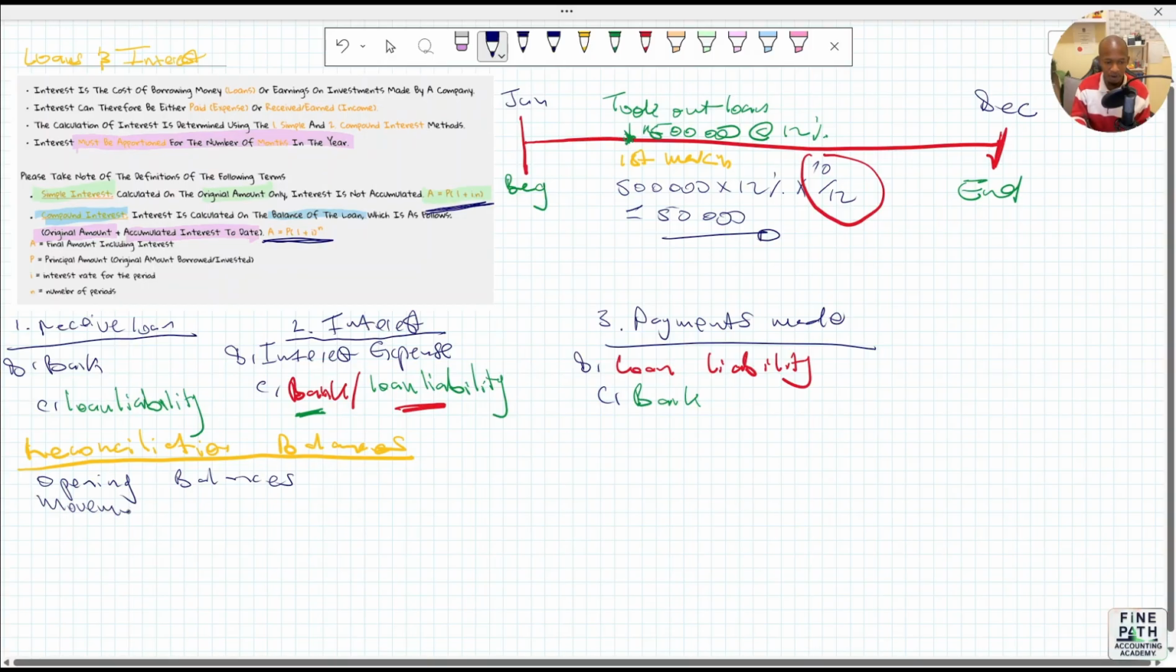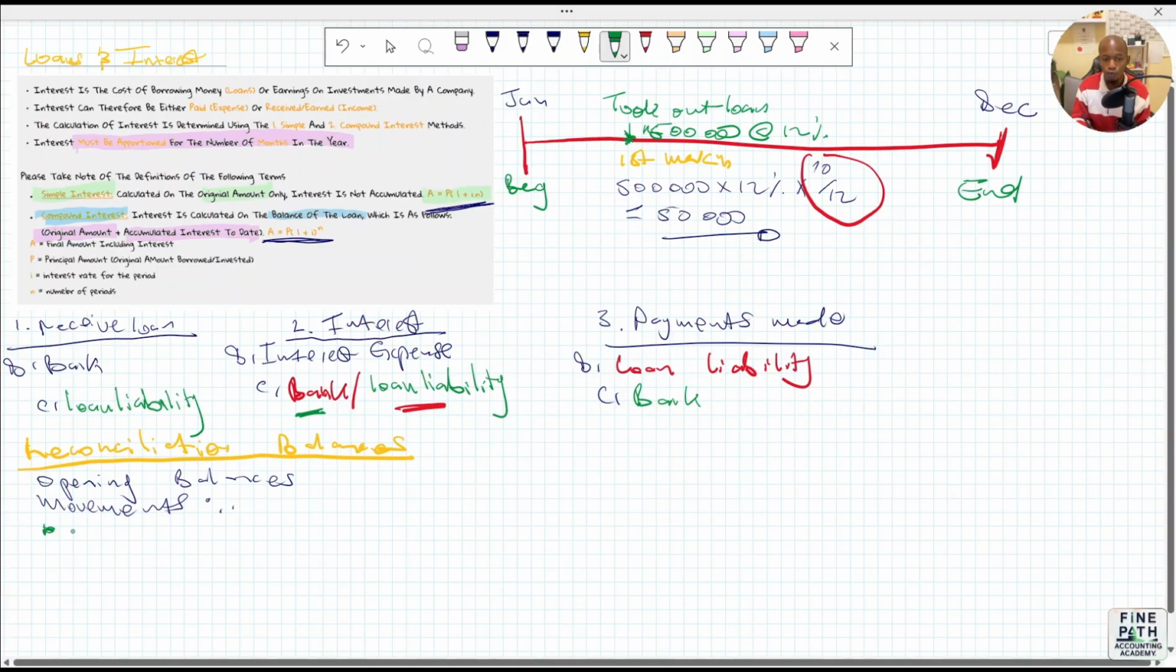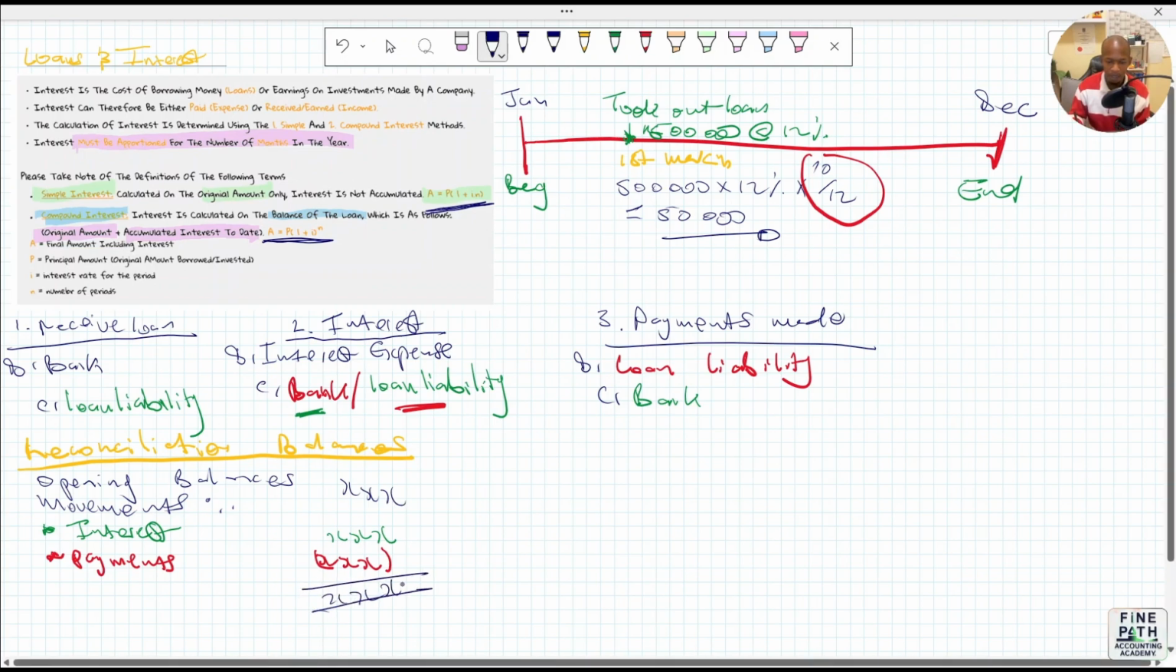So we know that we always have our opening balance, and then we would have our movements. So the types of movements we would have for the reconciliation of the loan balances would be interest, because interest is what increases this account. And then the second would be any payments we've made, because payments would also reduce this account. If we pay, the account must go down because we no longer owe, right? Then if we incur interest, the account must go up because we still have to pay interest, right? So we'd have our opening balance there, and then here would be our closing balance.